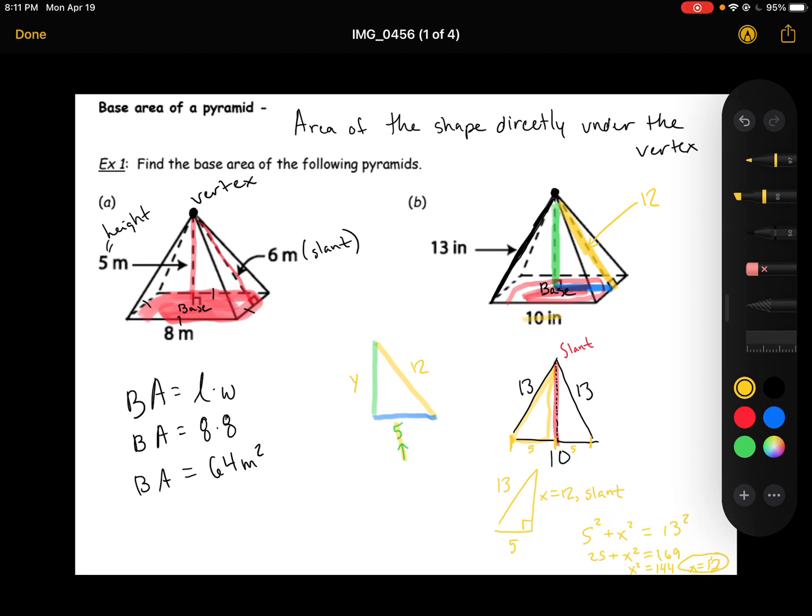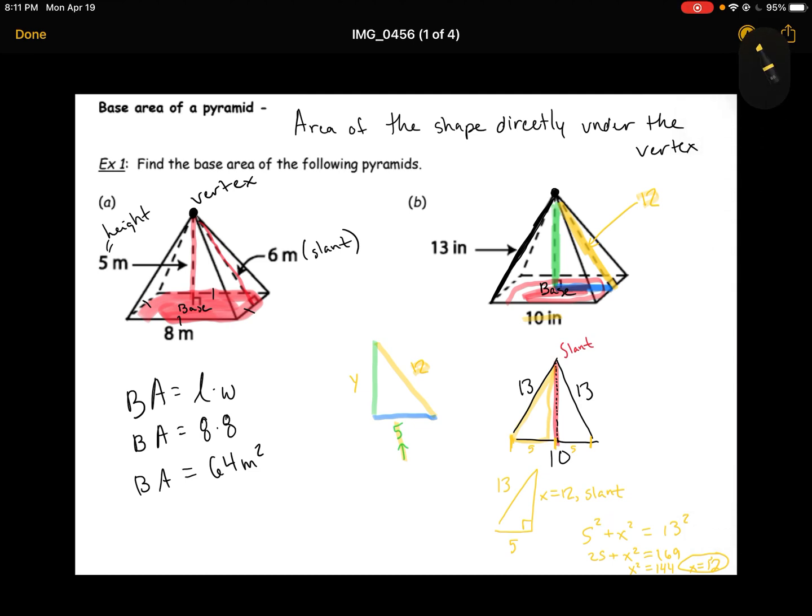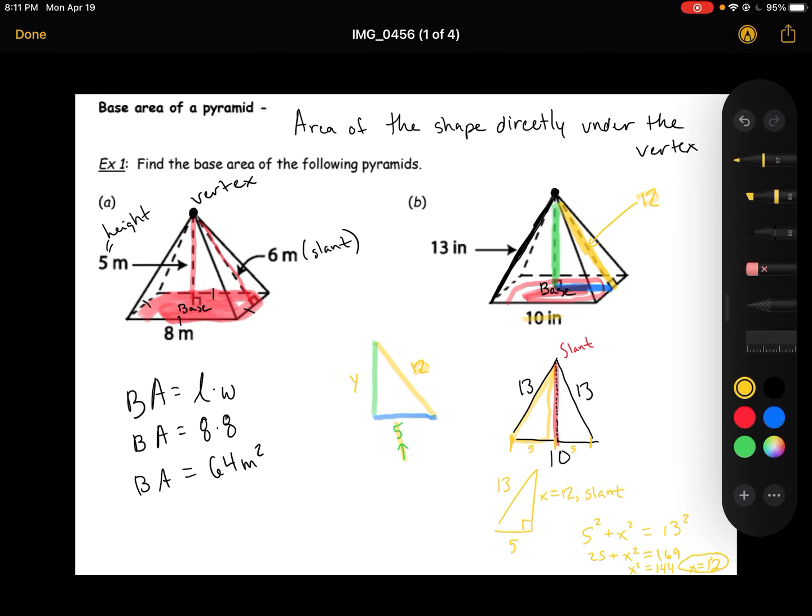All right, so some things that we've filled in, and again to recap, we know that we have 5 here on the bottom, because that is half of 10, or half of our base length. We don't know how tall it is, that's y, and we know if we break this down, we solved for that slant before, that's how we got that answer of 12 right there. So now it's time to do the Pythagorean theorem again. So go through the steps one more time.